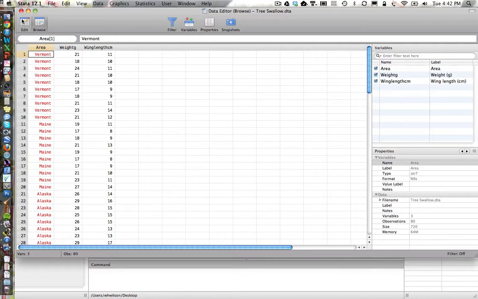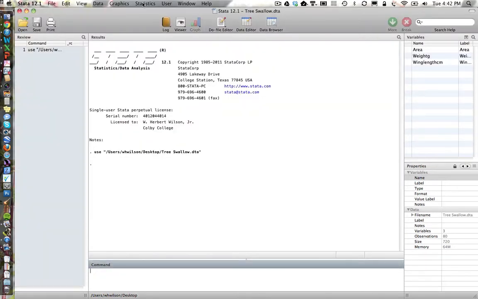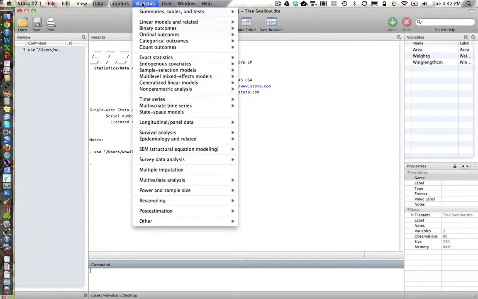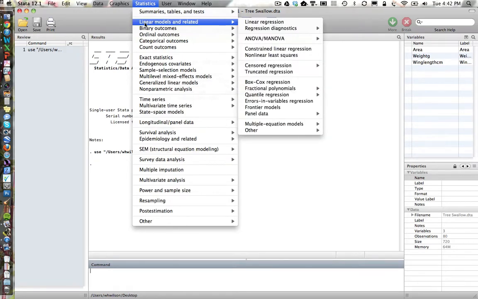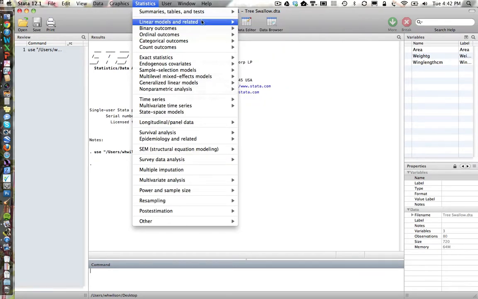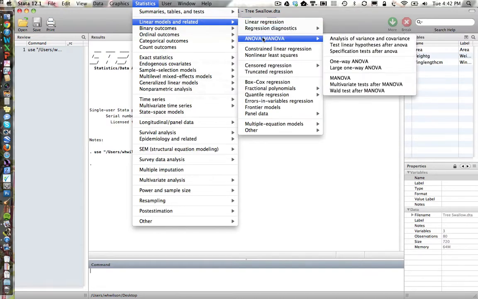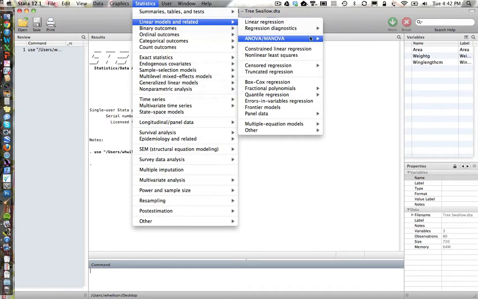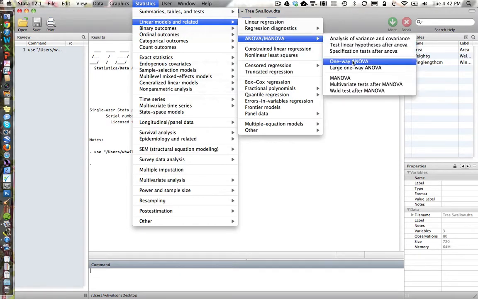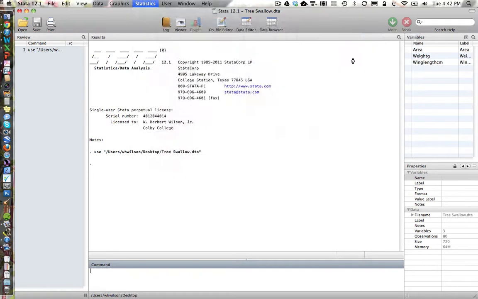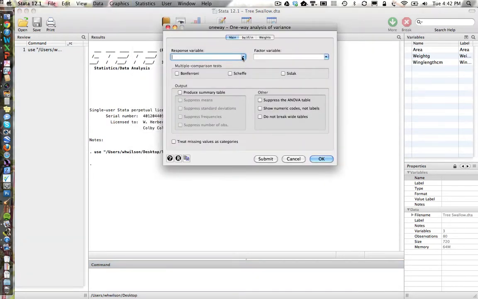We'll close out of the data browser here, and we're going to go up to statistics, and choose linear models, and we choose analysis of variance and MANOVA, which is multiple analysis of variance, and we're just going to go down and pick one-way ANOVA. Our response variable, what we're measuring here, is going to be the weights of these tree swallows, and we're going to classify them according to our state. So that's the area.